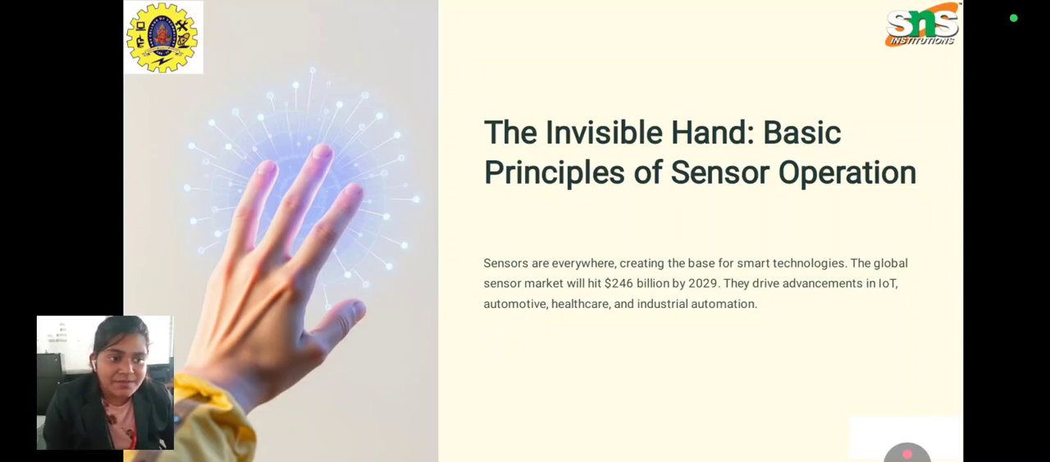Let us begin with the basics. So what exactly is a sensor? A sensor is a device that detects physical input from the environment, such as heat, light, motion or pressure, and converts it into a measurable electrical signal. Think of it as the digital senses of a machine. Just like our eyes see and our ears hear, sensors enable machines to perceive their surroundings.